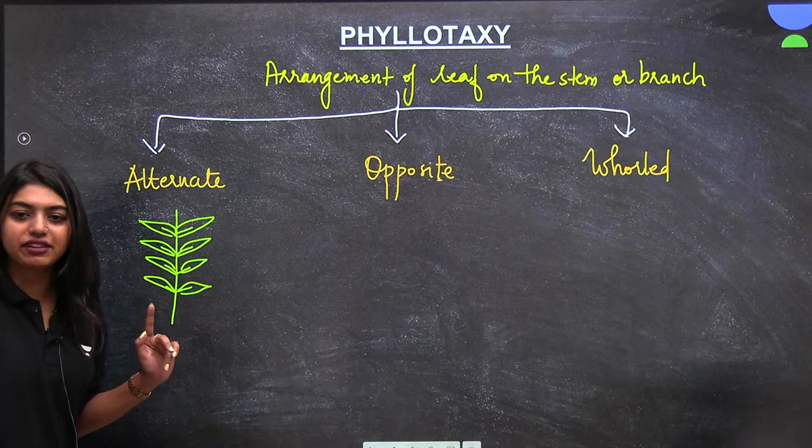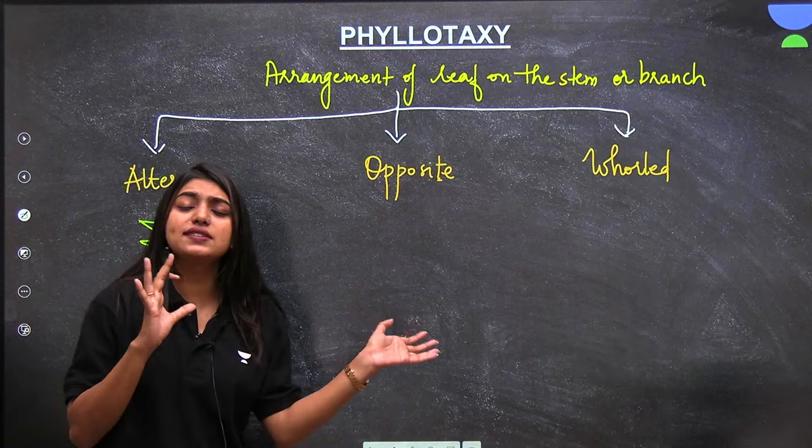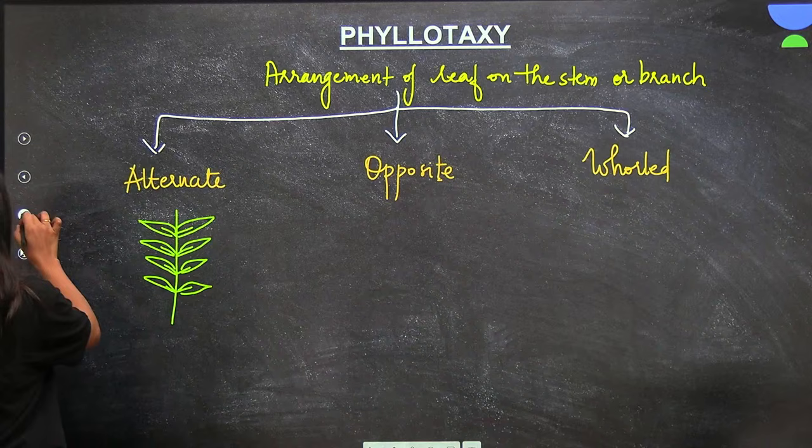That means the leaves are alternate to each other. Leaves are arranged in such a way that they alternate to each other. That's all there is in this, okay? The leaves are arranged to alternate to each other. I'm not writing the points because the diagram is more than enough, okay?